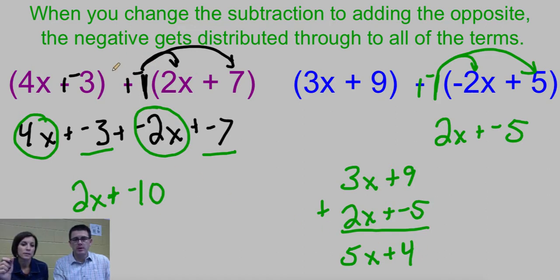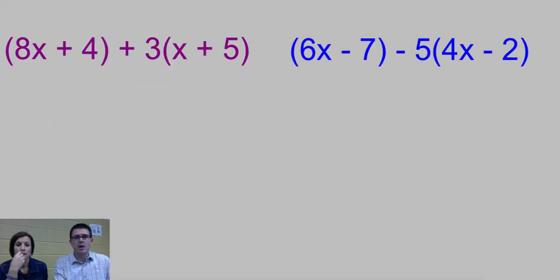So the big part is that subtraction in between the 2 expressions. When you see that, make it adding the opposite, but that's when you have to put in that invisible 1. So you're distributing through a negative 1 to each of the terms in the second expression. Okay. All right, last little bit.